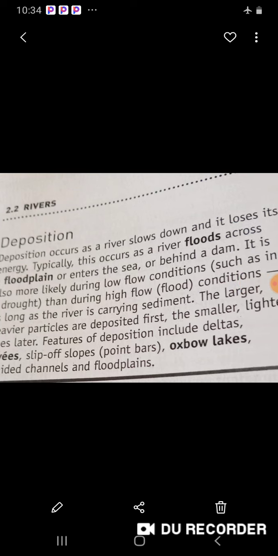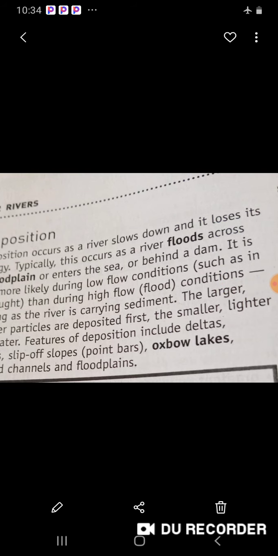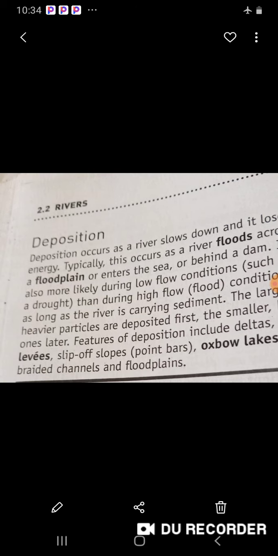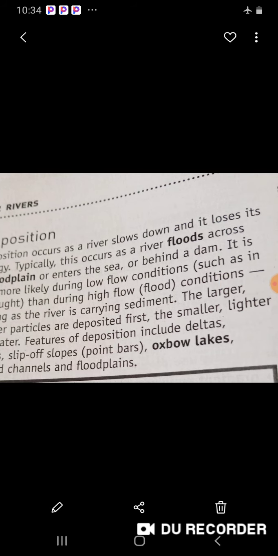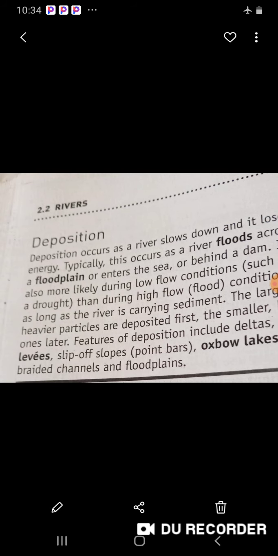Features where deposition can take place include deltas, rills, steep slopes, and what we call point bars. At the same time, oxbow lakes, braided channels, and floodplains. These are some of the areas where deposition really takes place.